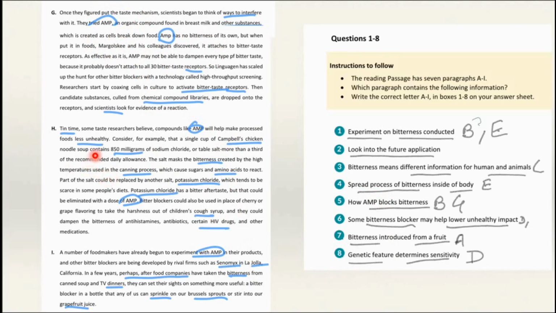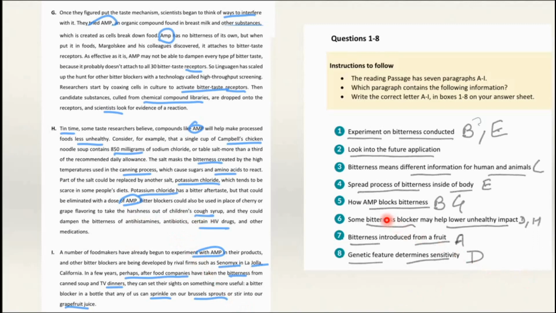In H paragraph, they didn't mention any experiment, future applications, animal, spread process of bitterness, but they talk about AMP here. They talk about AMP a lot in this one as well. They talk about here, but didn't mention how it blocked the bitterness. But they did talk about some health benefit where they add potassium chloride in the diet of average human. Also it remove harshness out of children's cough syrup. So 6 seems probable answer. So I'm going to put H in front of 6 question.